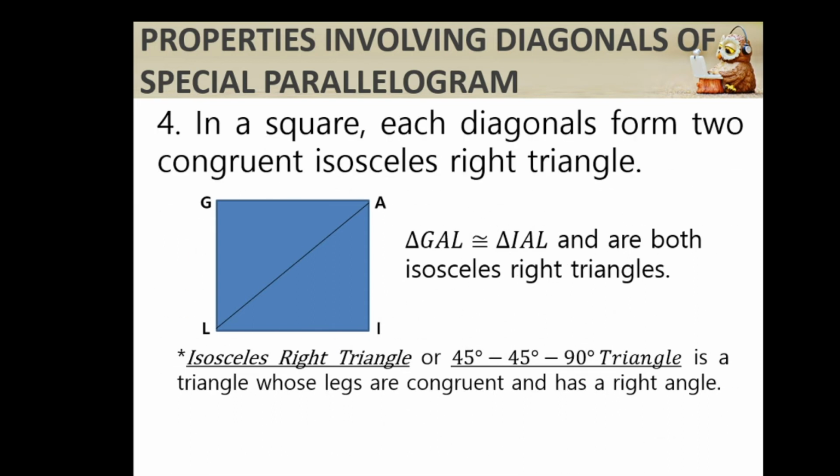In a square, each diagonal forms two congruent isosceles right triangles. Therefore, we can say that parallelogram GALE is a square.